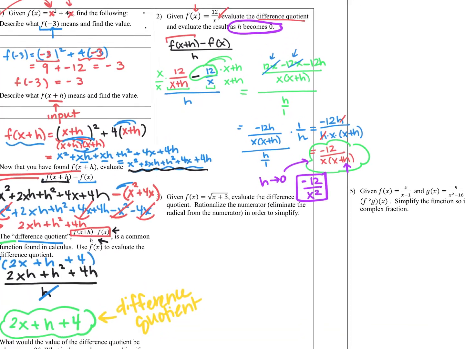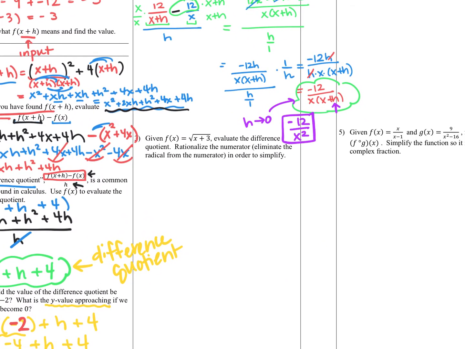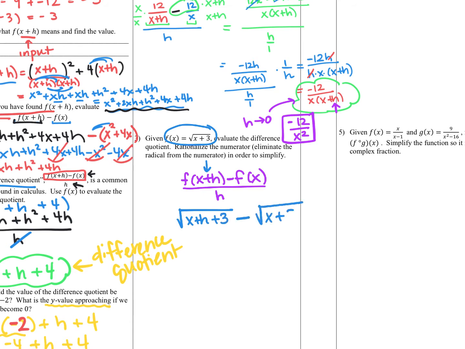All right, for part number 3, again, we're going to do the same thing. The difference quotient is f of x plus h minus f of x all over h. And this time we're looking at the square root of x plus 3. So we want to input x plus h into that, so it's going to be the square root of x plus h now instead of just x, and then plus 3, minus square root of x plus 3. And this is all over h. Okay, so we just found the difference quotient.